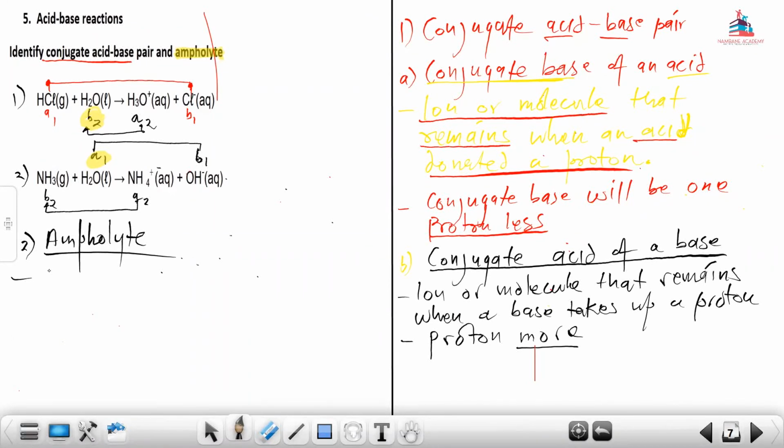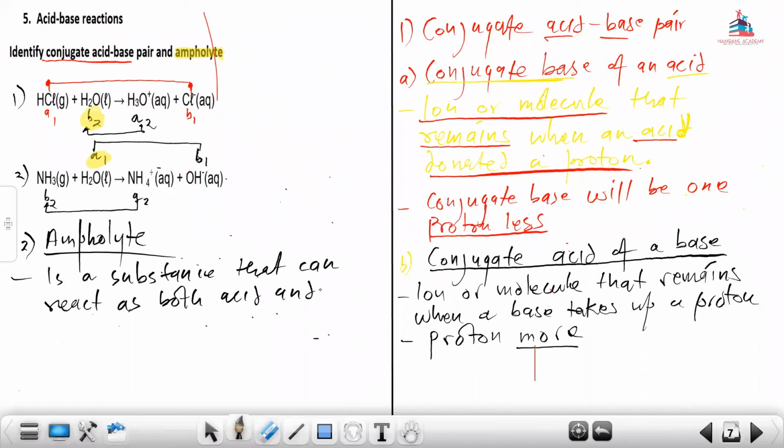So an ampholyte is a substance that can react as both acid and base. An example thereof is H2O. But I want us to understand one thing.